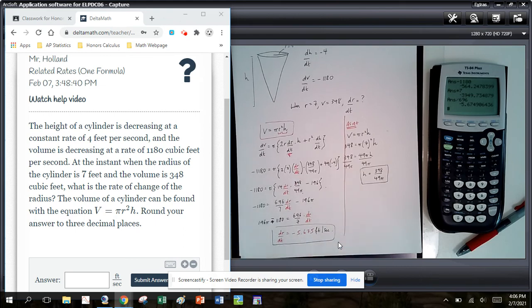So as you can see, this one's a little bit lengthier. It's not difficult per se, but you do have to really organize your work, label everything, and try not to rush anything. All right, hope this helps.